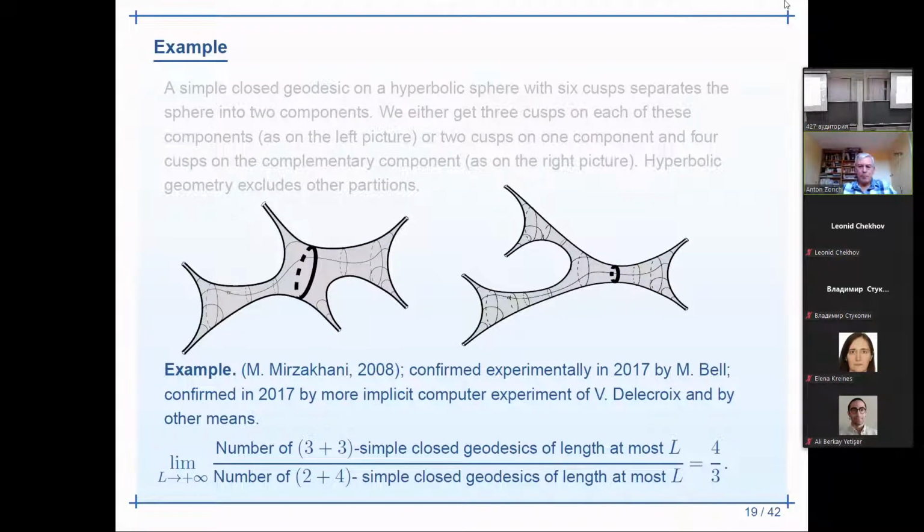So the theorem of Mirzakhani is not an existence theorem. She gave an explicit formula for the c of gamma, expressed in terms of Witten-Kontsevich correlators. And these frequencies are rational numbers, which are explicitly computable. So this 4/3 was computed in the original paper of Mirzakhani. It was confirmed by experiments of Mark Bell, and later by other computer experiments and comparison with other approaches. And this 4/3 is absolutely correct.